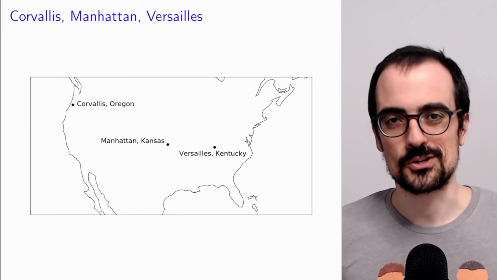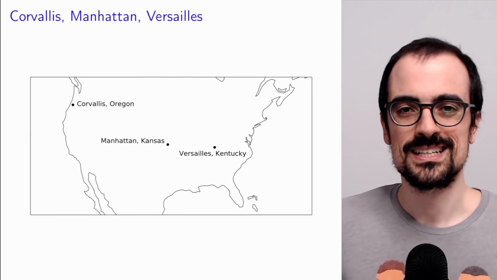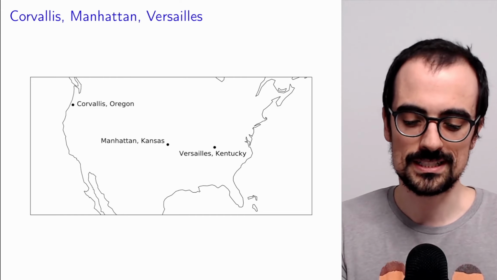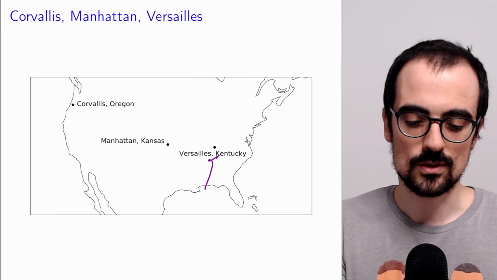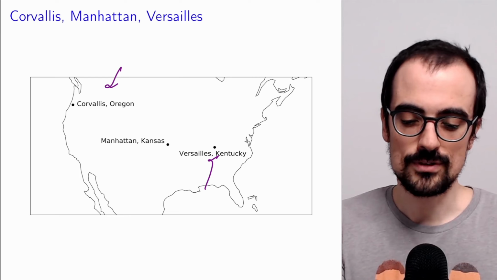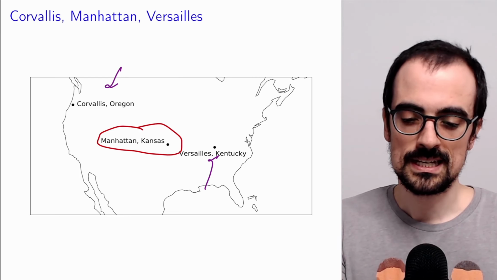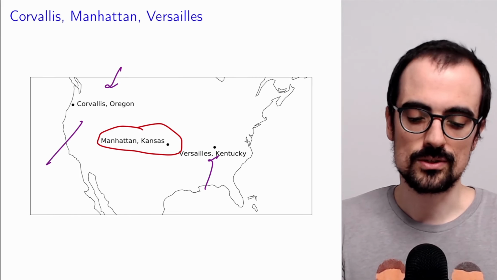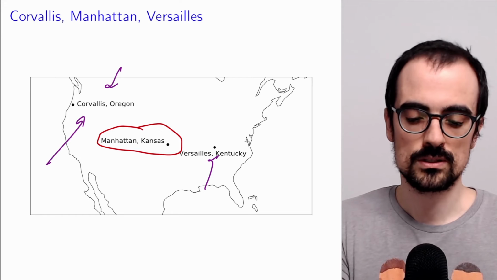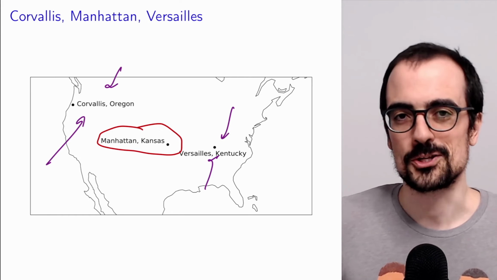But before that, I forgot that I wanted to show you the location of these places. So this is Manhattan, Kentucky, this is Corvallis, and what we're saying is that knowing what's going on here gives you very little information about the temperature here, which makes a lot of sense.